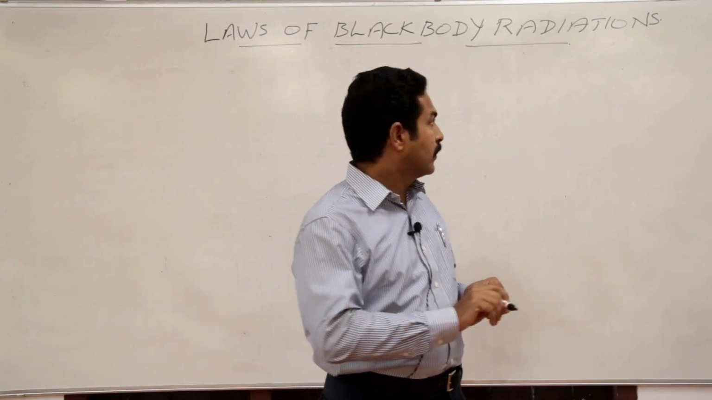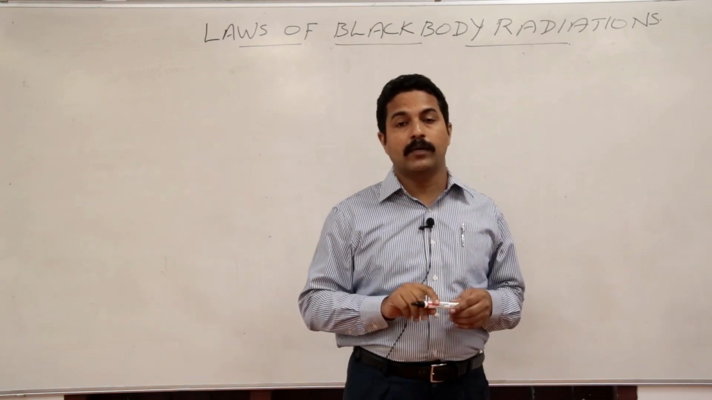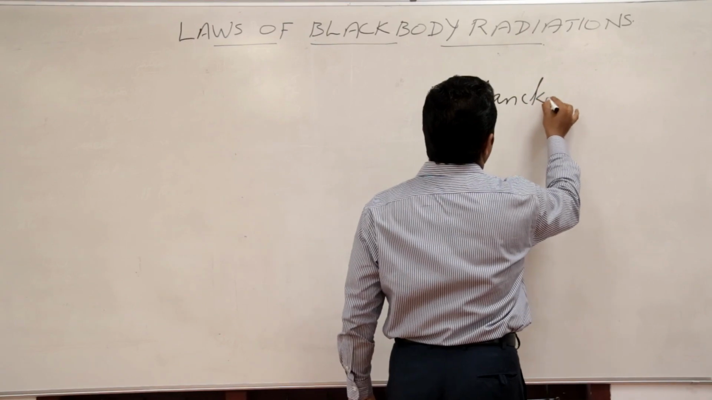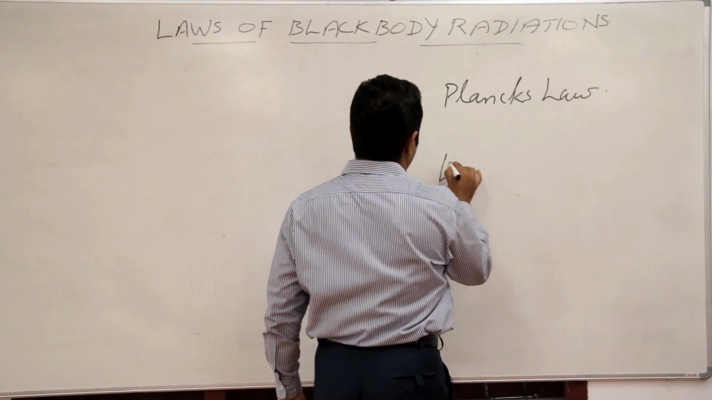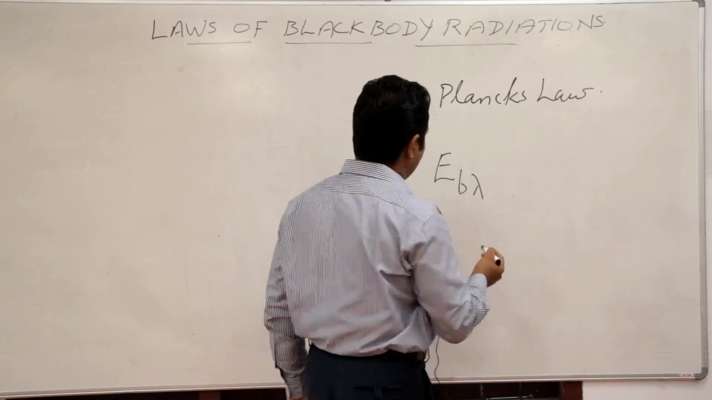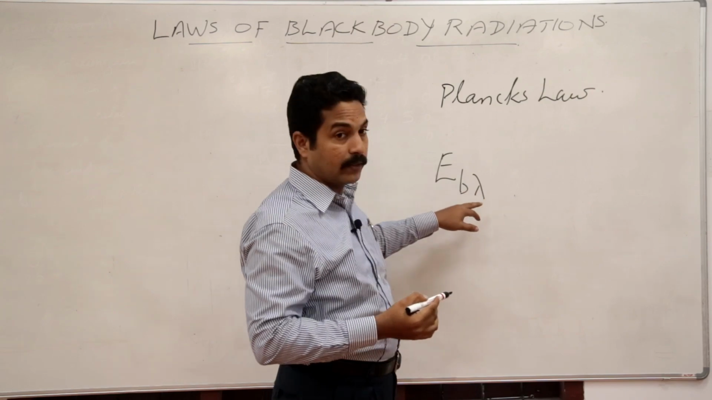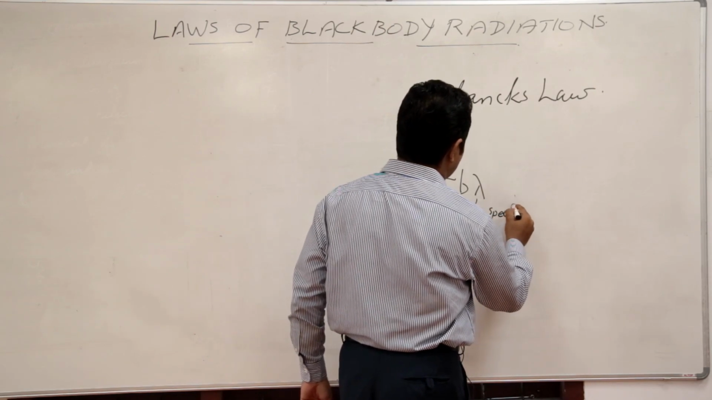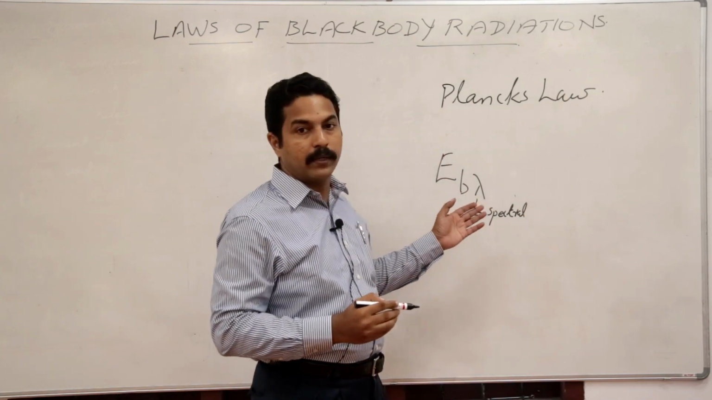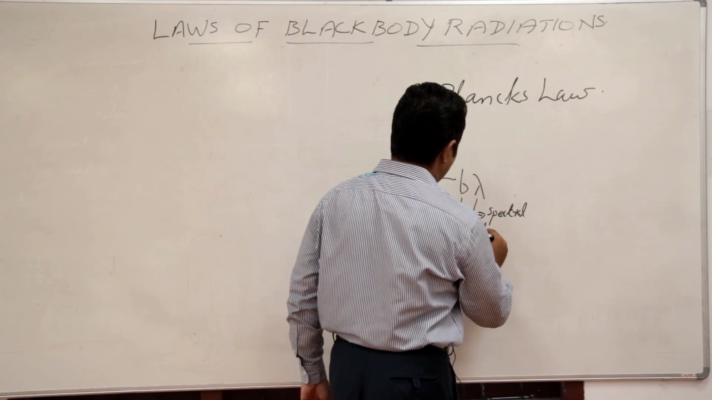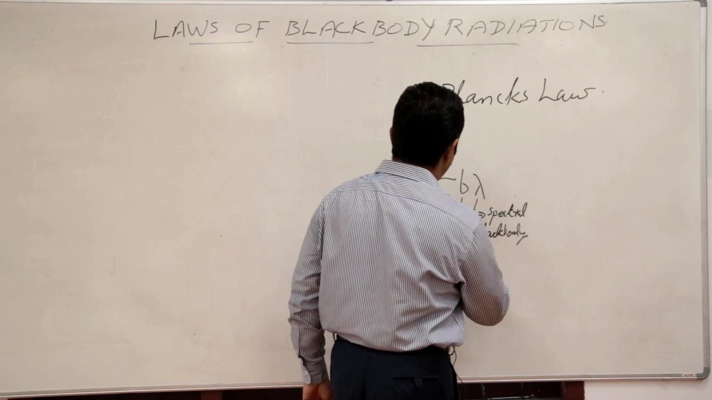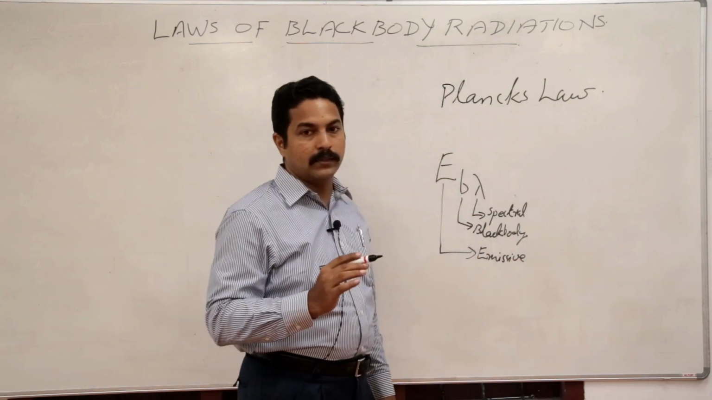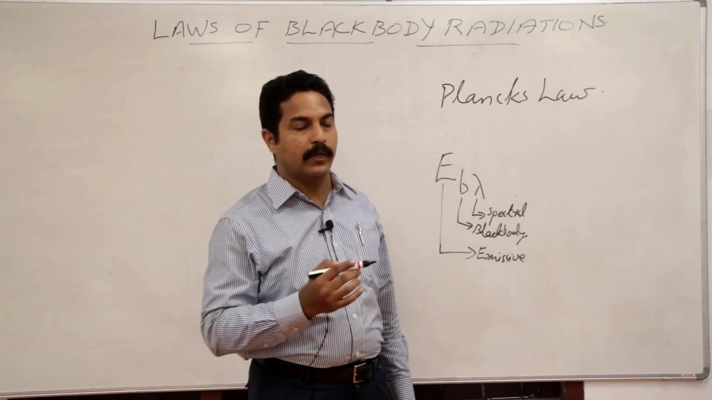So what is Planck's distribution? Planck's distribution is used to find the spectral black body emissive power. I can write it as Planck's law, E_B lambda. Here we have to read it as spectral black body emissive power, that is, monochromatic at a particular wavelength. B represents black body, and E is of course emissive power. So E_B lambda is nothing but the spectral black body emissive power.